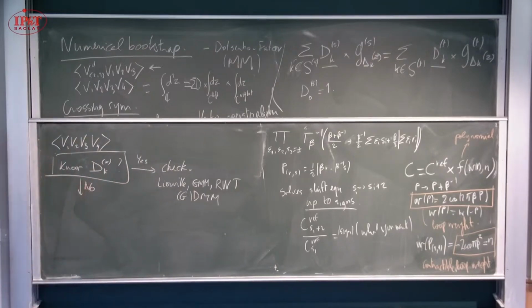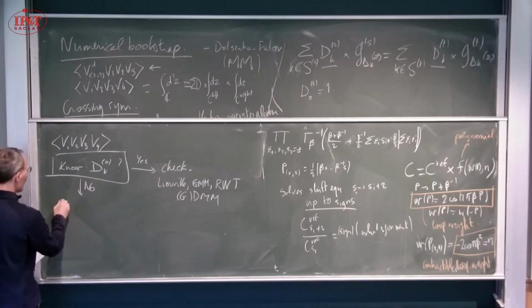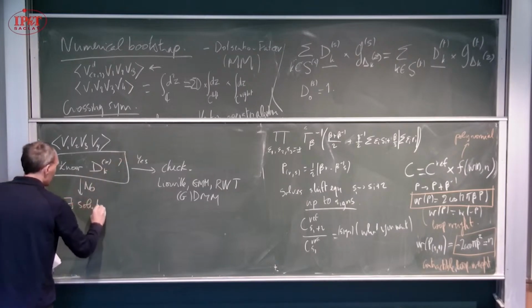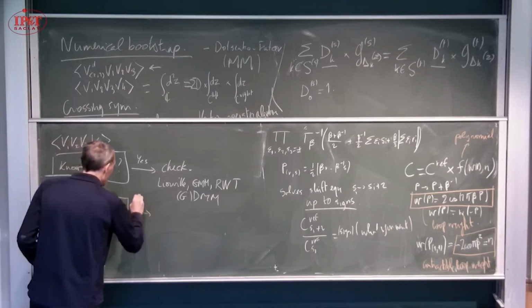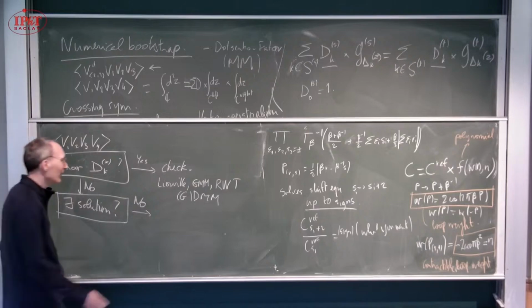Now, the other option is that you don't already know the structure constants, so then you want to determine them. The question is to find the solution of this system. Maybe you don't find any solution. What do you conclude? Well, probably your spectrum is wrong.